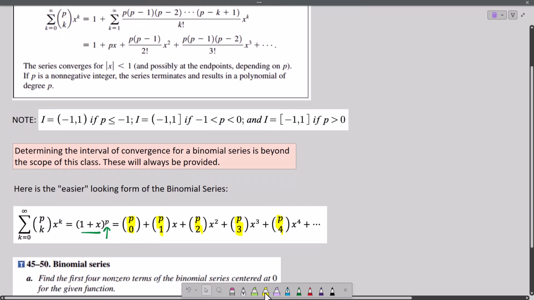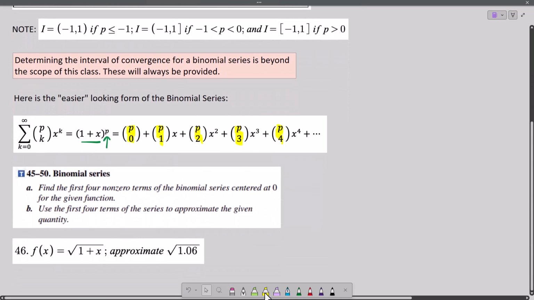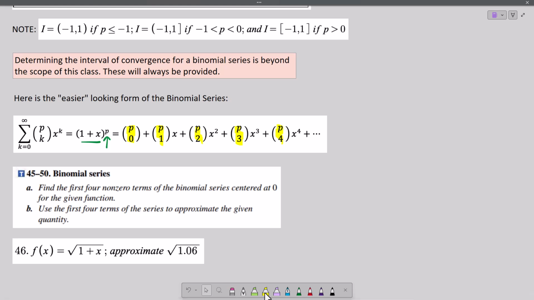That's horrible. Now, the obvious question: what x's does it converge for? That's what we've been spending the last month doing. What are the x's that give us convergence? And that is a very hard question. That is given to us. If p is less than or equal to -1, the interval is -1 to 1. So I will give you these intervals.